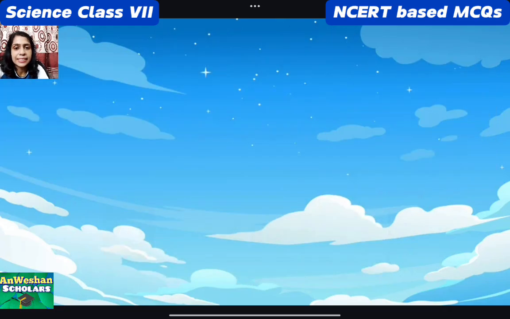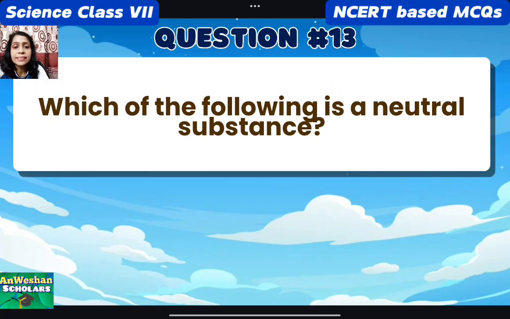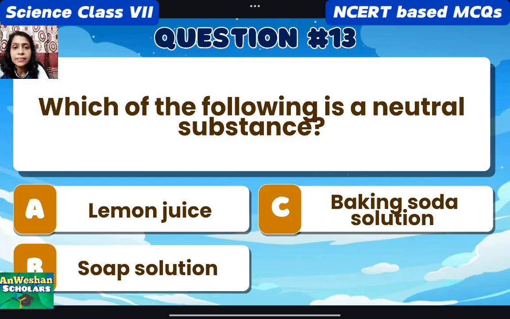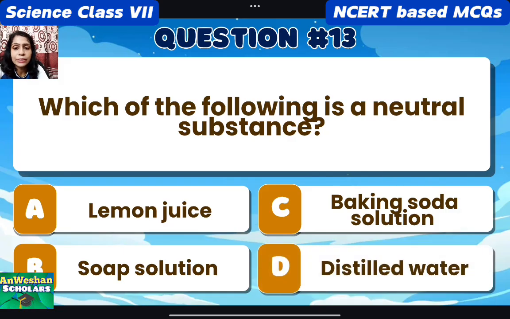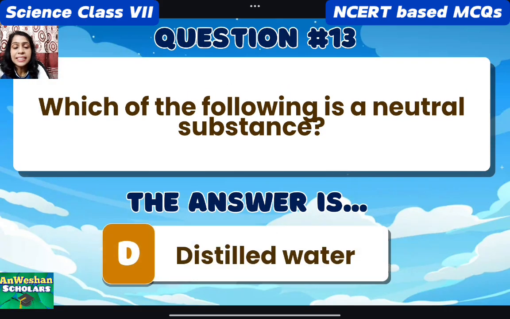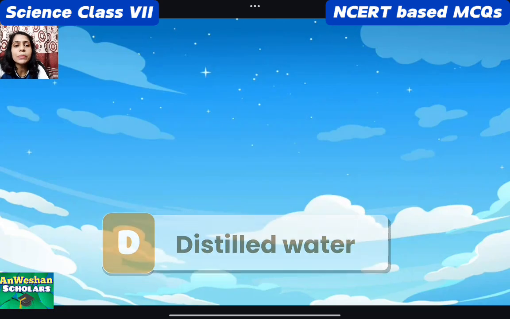Now moving on to the next question. Question number 13. Which of the following is a neutral substance, meaning that it is neither acidic nor basic? Option A, lemon juice. Option B, soap solution. Option C, baking soda solution. Or option D, distilled water. While lemon juice is acidic, baking soda solution and soap solution, you all know, are basic. Distilled water, in fact, is a neutral substance. So our option D is the correct option. D, distilled water.